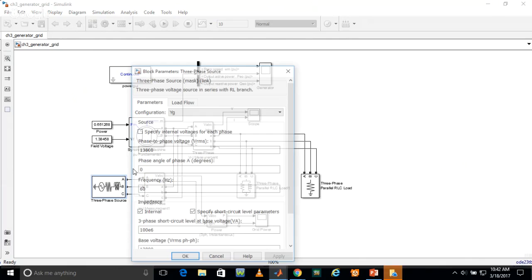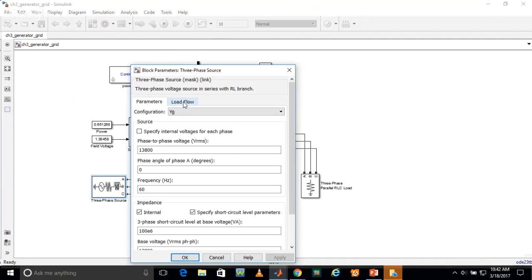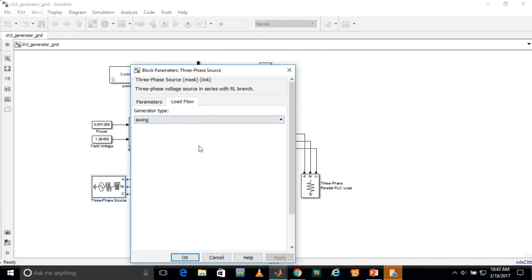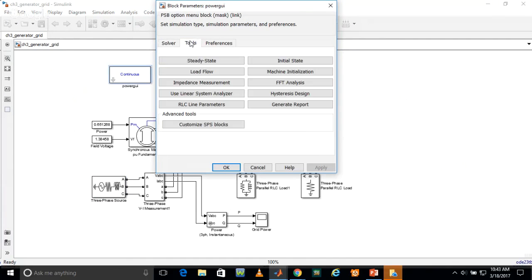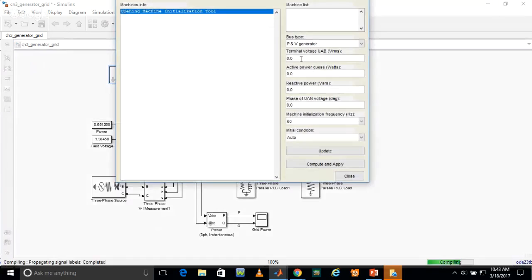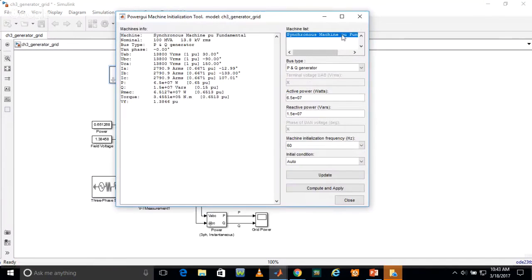And if we go for the load flow here, this is a swing bus. It will automatically take it as a swing bus, because we have connected only two. So we again go for the continuous tools and machine initialization. In this we have the synchronous machine PU fundamental, and we have taken it as a P and Q generator system. In the generating station we know there is the swing bus, then the PV bus, and then the PQ bus. So we are already defining the P and Q value for this synchronous machine.